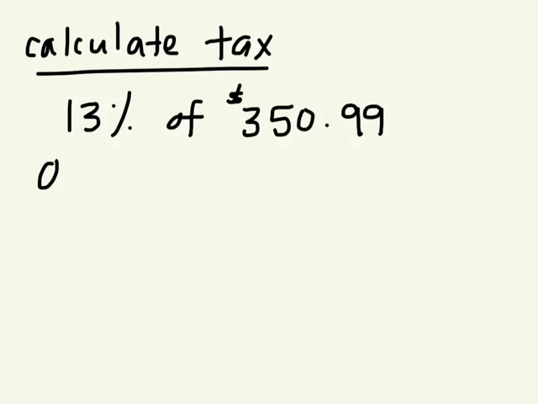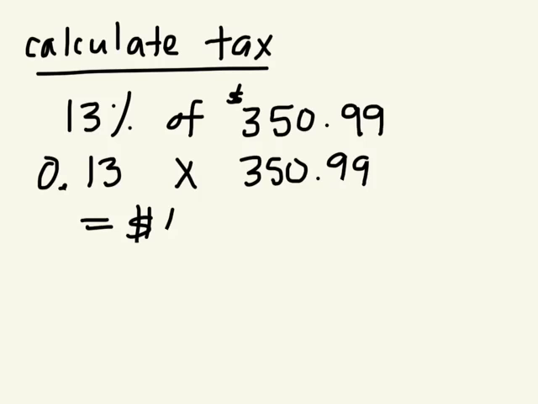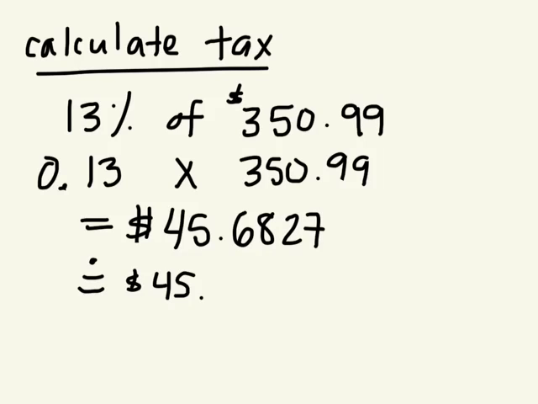13% becomes 0.13 times $350.99 equals what? $45.6827. Well, that doesn't make sense when we're talking about money, so we round it to the nearest penny. It should be 45.6287. So it's approximately $45.63. Now this represents the tax.